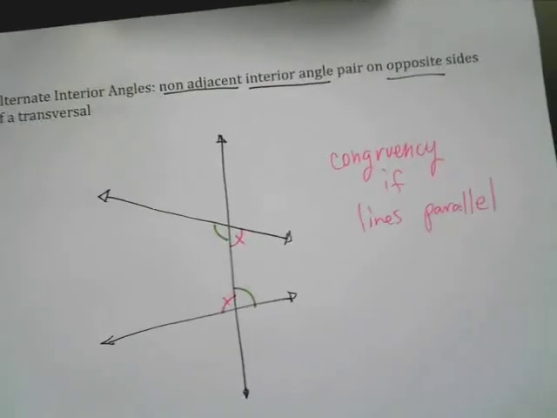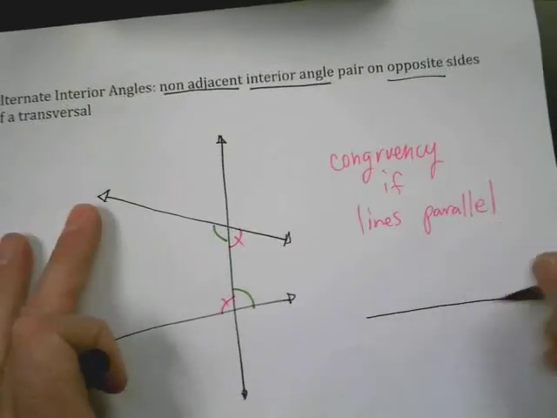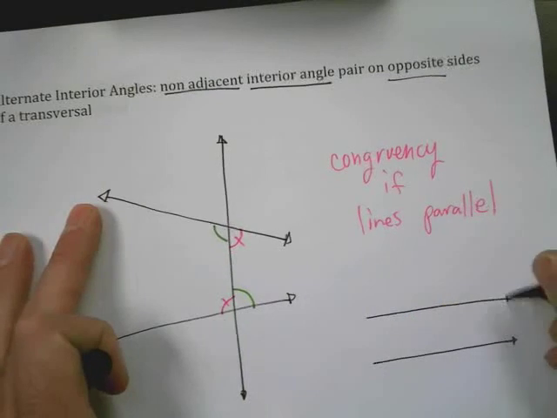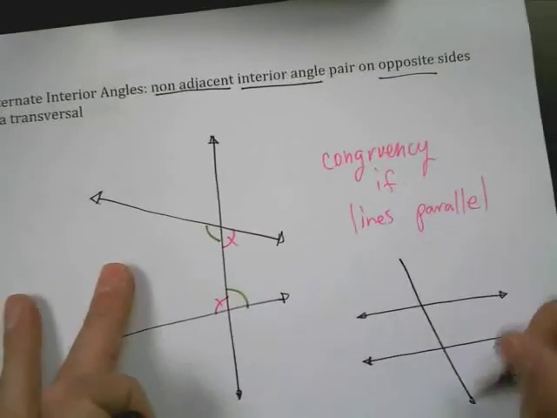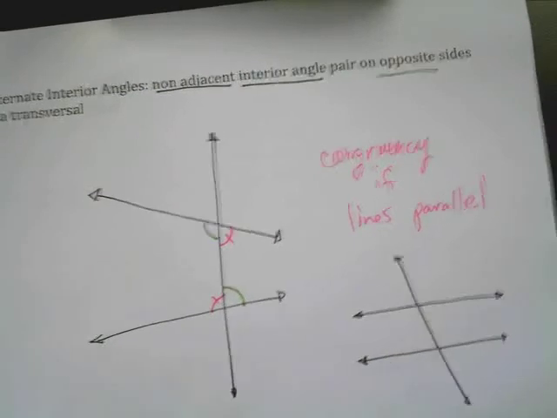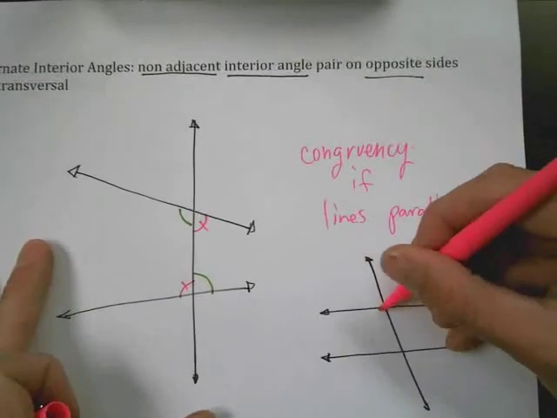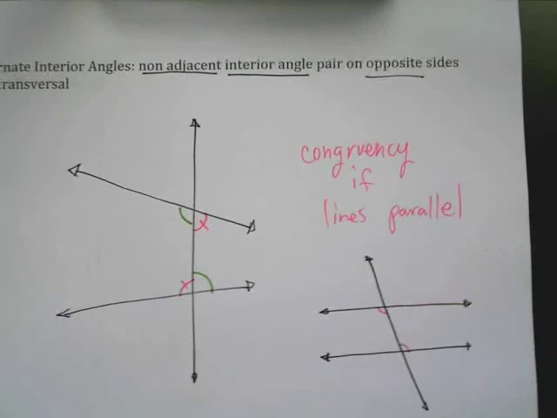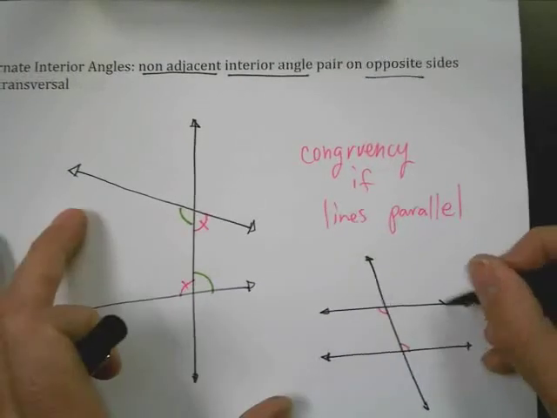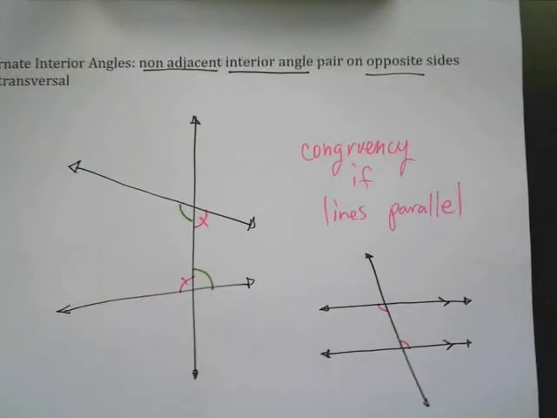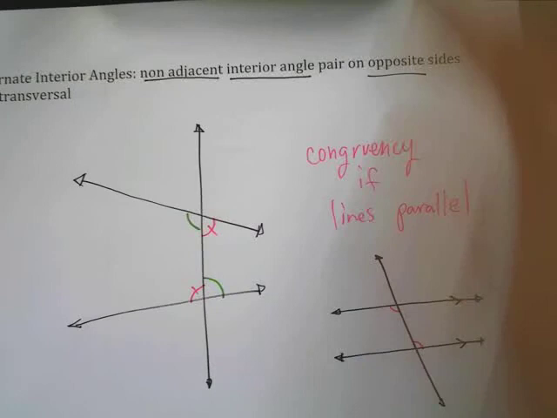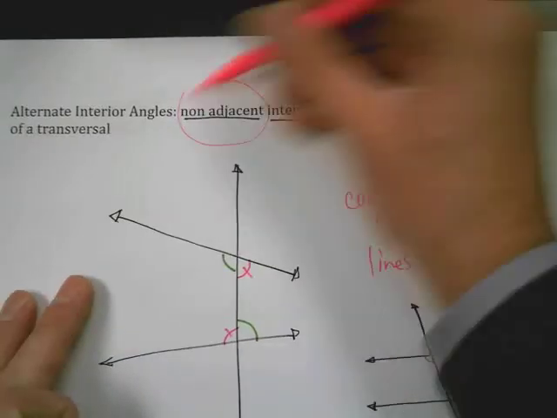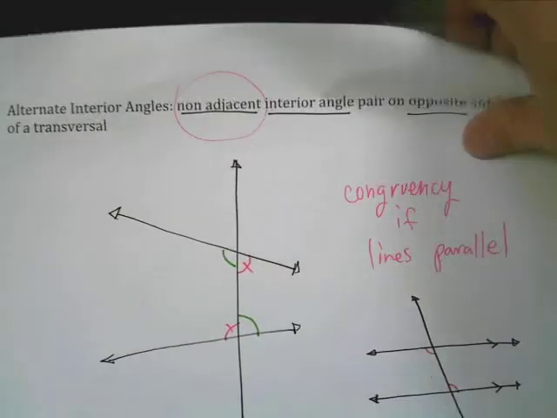So you can see that really well if you draw your lines parallel and your transversal cutting them. These two alternate interior angles, since my two lines are parallel, and by the way, you can tell somebody that your lines are parallel by little arrows. Those look like they're congruent. And by the way, you've got to make sure you know that they're non-adjacent, opposite sides. So one on one line, one on the other.